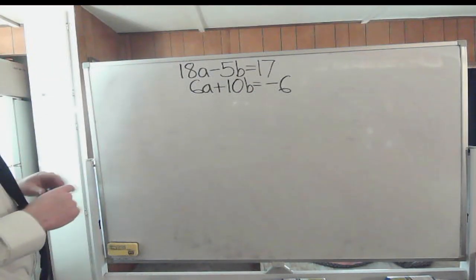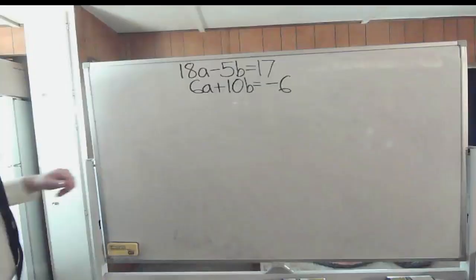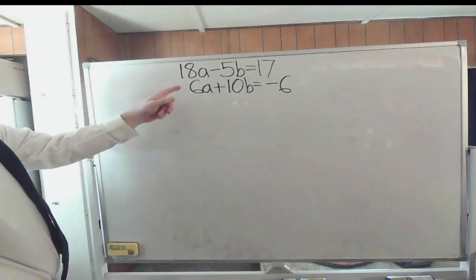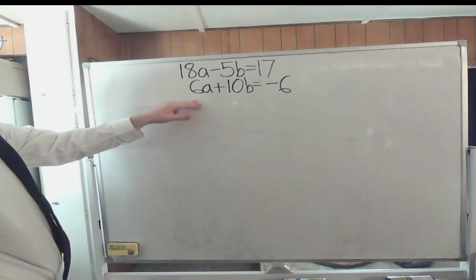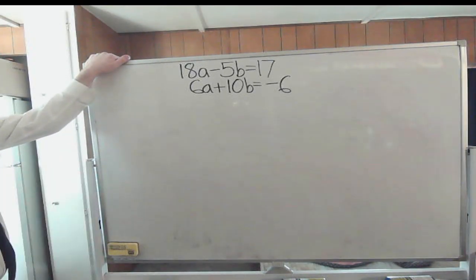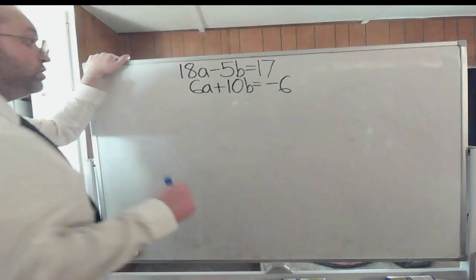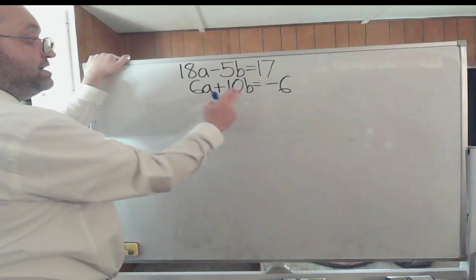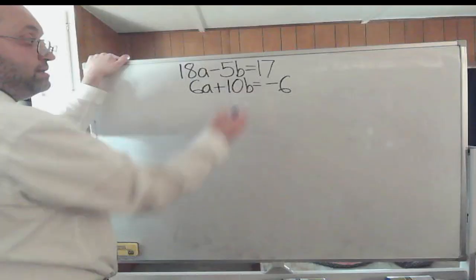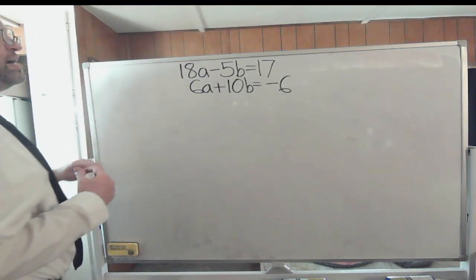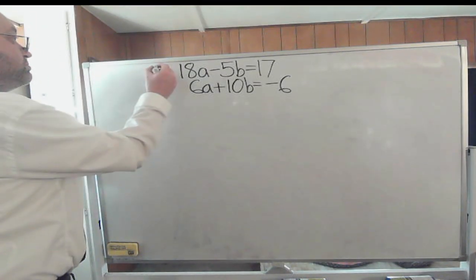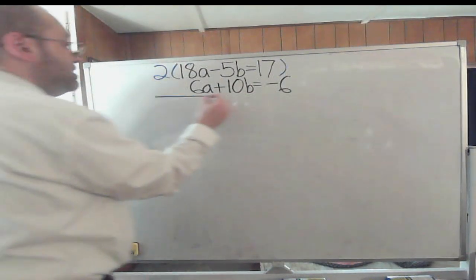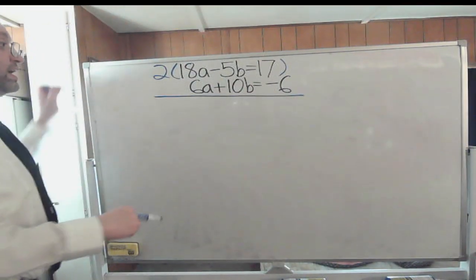Well, two options. We can multiply the second equation by 3, and then the second equation will have a variable with a coefficient of 18, then we could temporarily eliminate a. Or we could multiply the first equation by 2, then we'll have a negative 10b in the first equation, we can temporarily eliminate b. I'm going to suggest we go the route of multiplying the first equation by 2. It really doesn't matter, just why work with a bigger number if you don't have to?